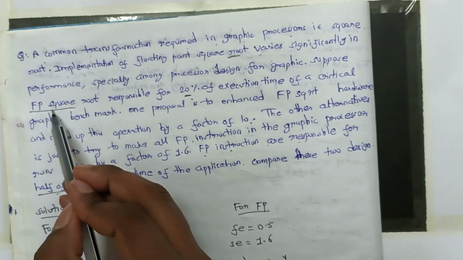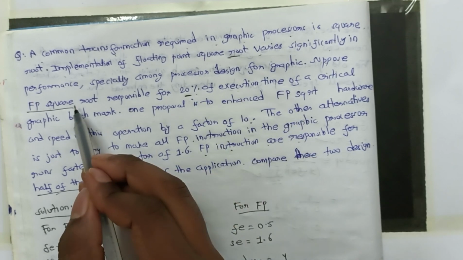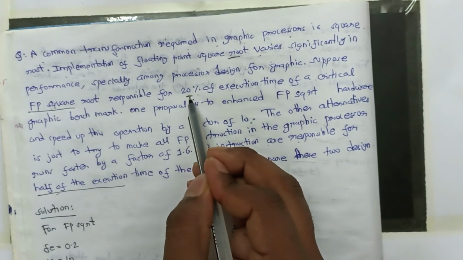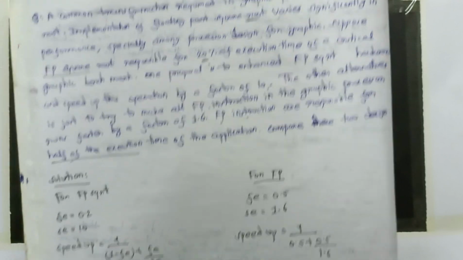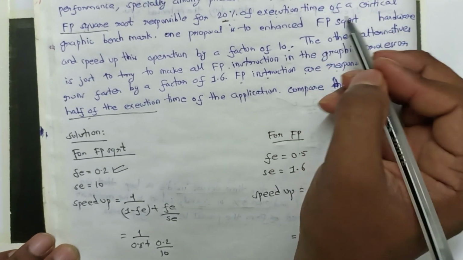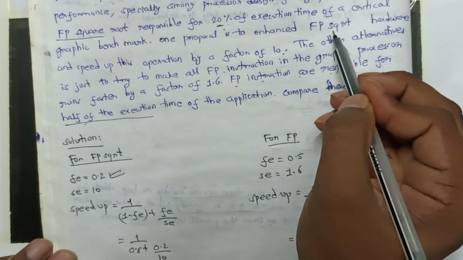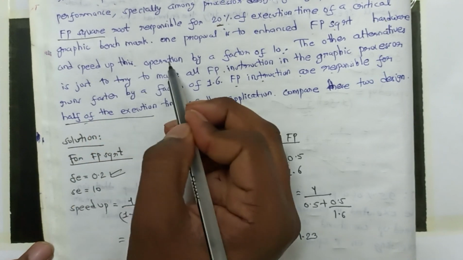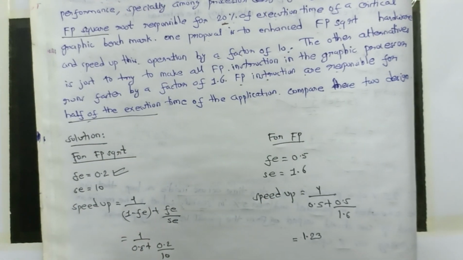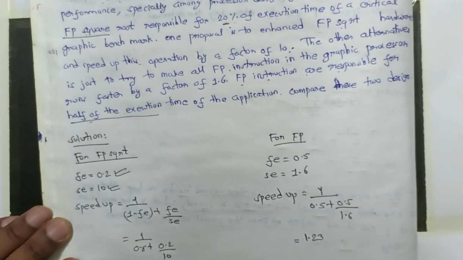Suppose FP square root is responsible for 20% of the execution time of a critical graphics benchmark. It means for FP square root, Fe is 20%, that is 0.2. One proposal is to enhance the FP square root hardware and speed up this operation by a factor of 10. It means the speed of enhancement is 10 for the FP square root.